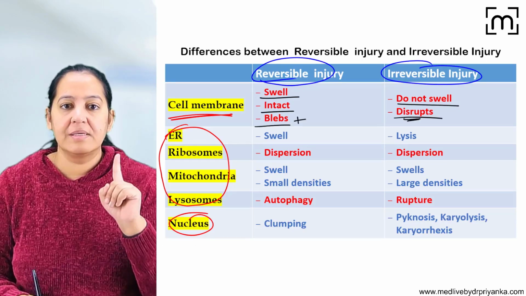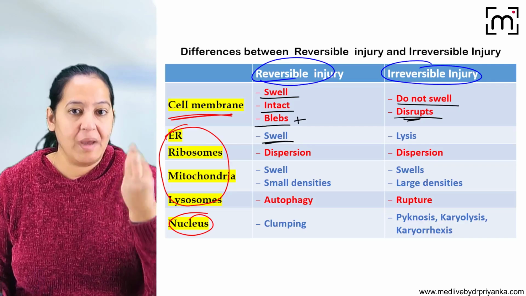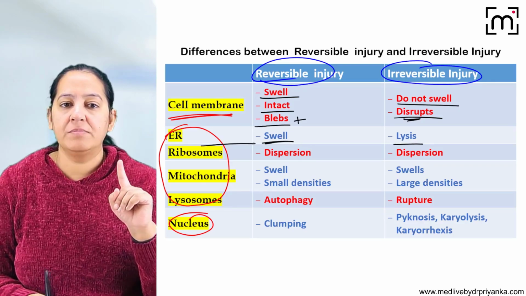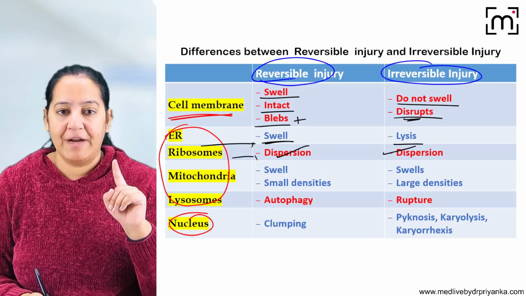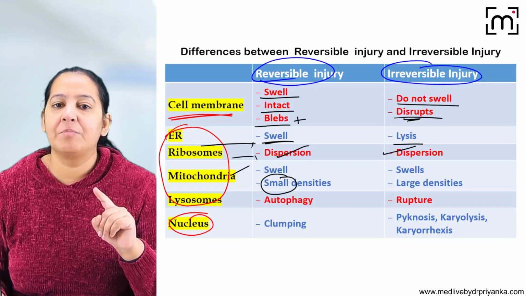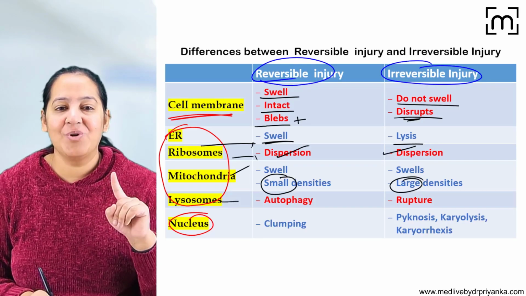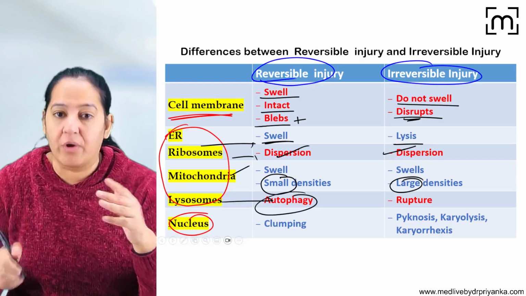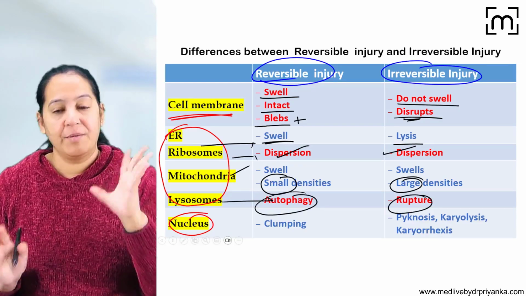Compare the 4 organelles. Endoplasmic reticulum, here it is swelling, here it shows lysis. Ribosomes disperse in both of them. Mitochondria have swelling in both of them, having densities. Here densities are small, here densities are large. And lysosome, here it is showing autophagy, eating its own organelle. Here lysosomes get ruptured.